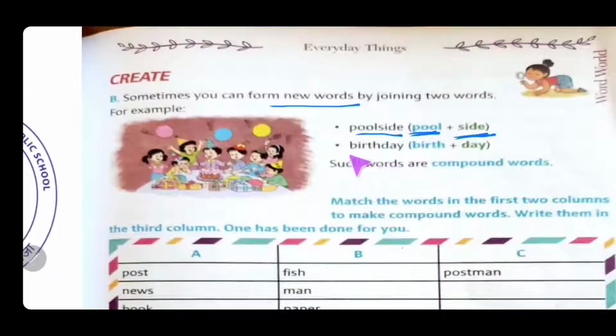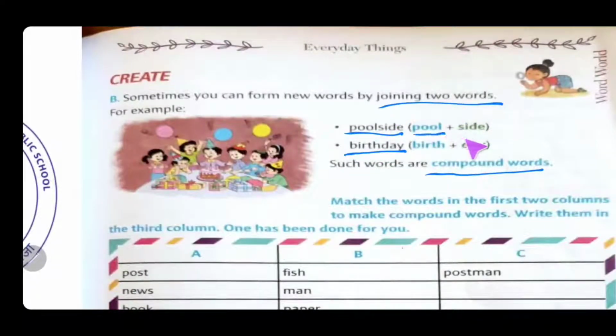right? Similarly, birthday. By joining two words, that is birth and the other word is day. So here you are joining two words, birth and day, to form a new word, that is birthday, right? Now, such words are called compound words. So, poolside and birthday are the compound words. When you join two words like pool plus side, you get poolside. And by joining birth plus day, we get a new word, that is birthday. So, poolside and birthday, they are compound words.